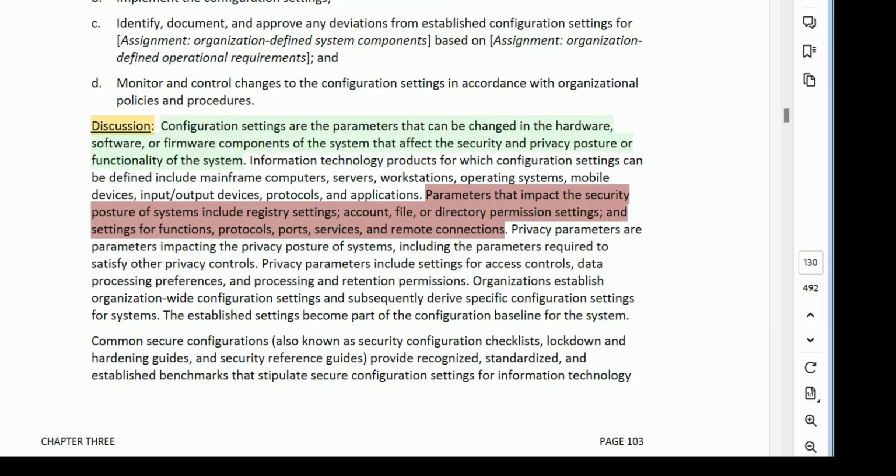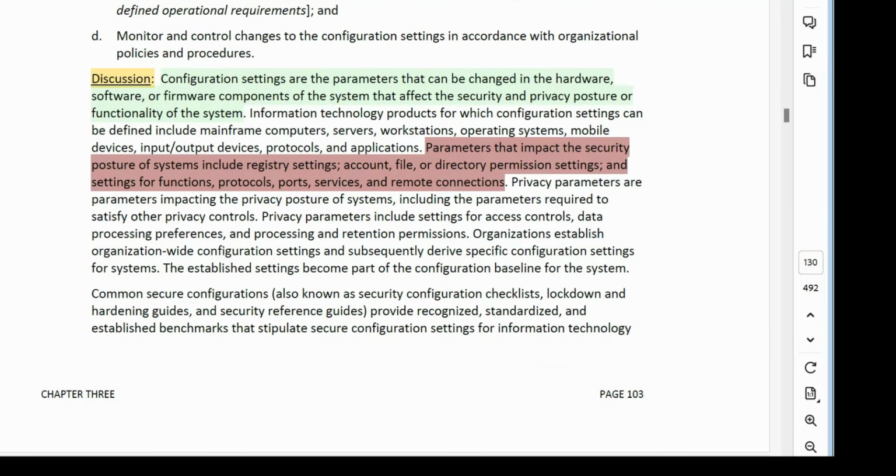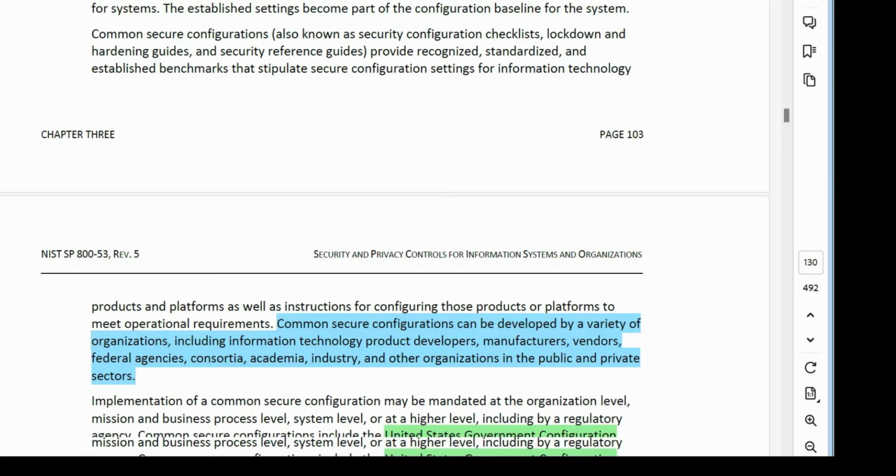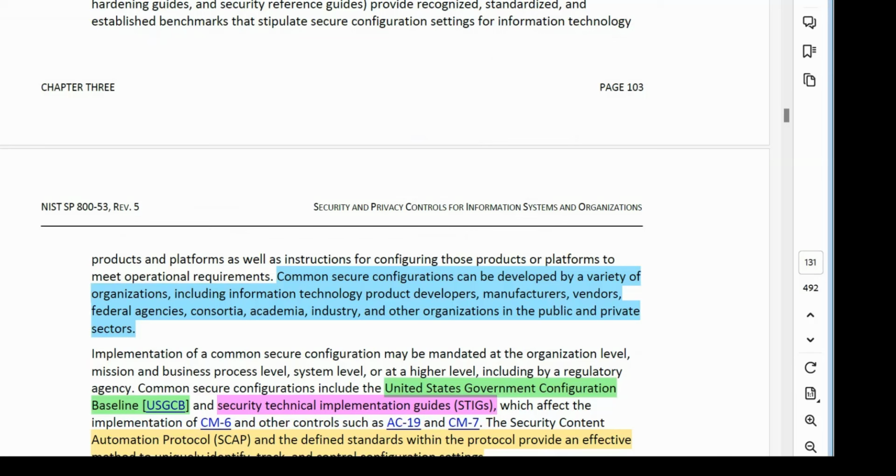The established settings become part of the configuration baseline for the system. Common secure configuration, also known as security configuration checklist, lockdown and hardening guides, and security reference guide, provide recognized, standardized, and established benchmarks that stipulate secure configuration settings for information technology product and platform, as well as instruction for configuring those products or platforms to meet operational requirements.